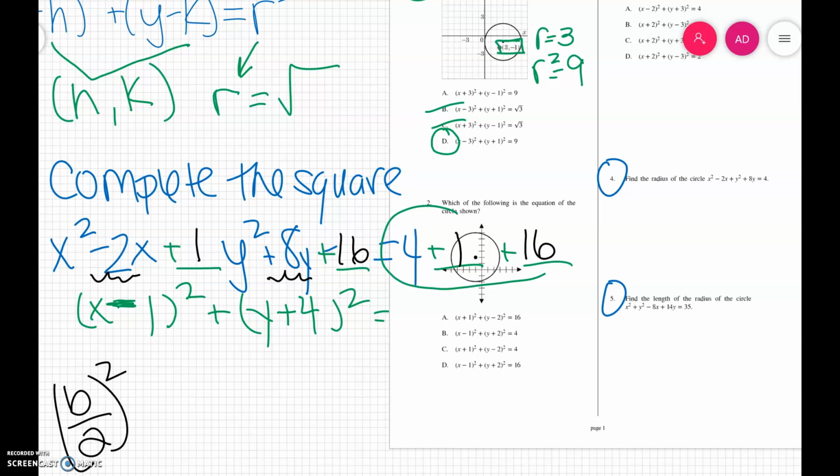Now we're going to take all 3 of these on the right side and add them together and we're going to get 21. So now we have completed the square form. So you can pick off the center. Remember, it is the opposite of the numbers in the parentheses, and the radius is going to be the square root of 21. In this case, the square root of 21 is not a perfect square. So you can leave it as the square root of 21, or you can simplify it if it can be. And the square root of 21 cannot be simplified.